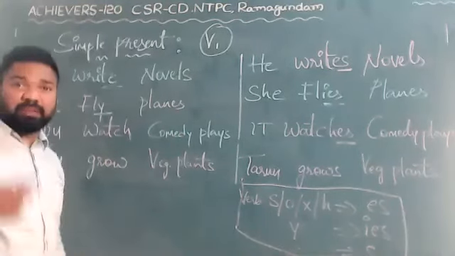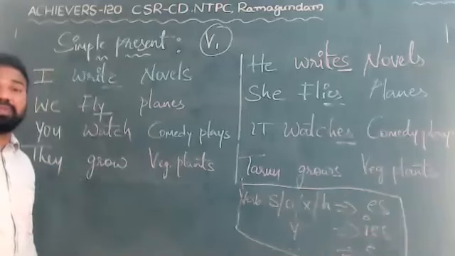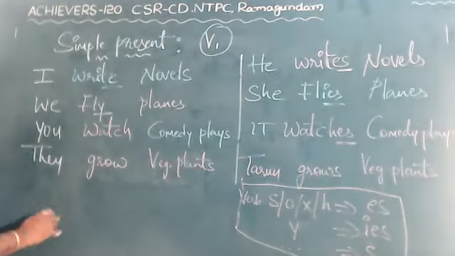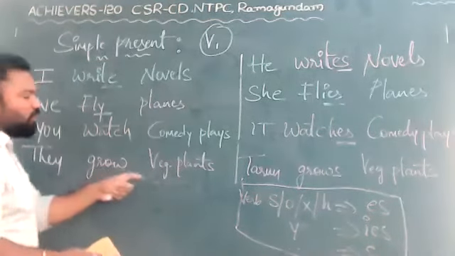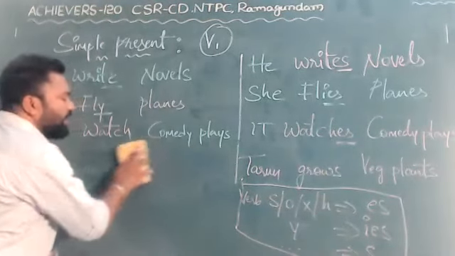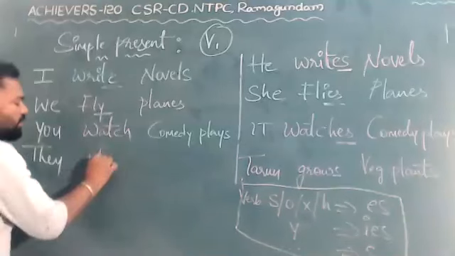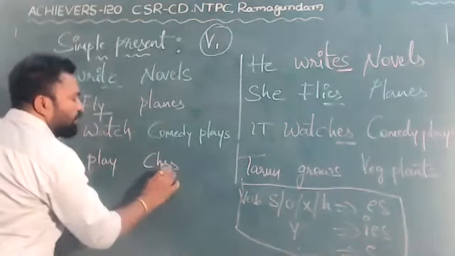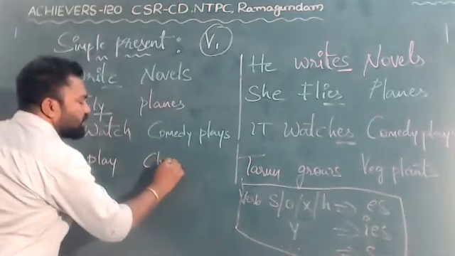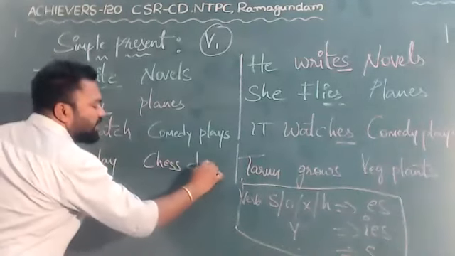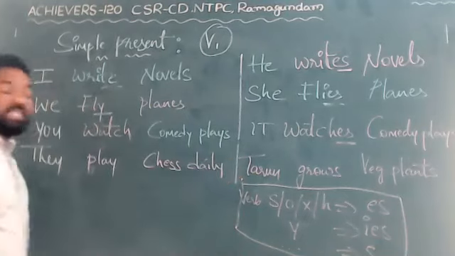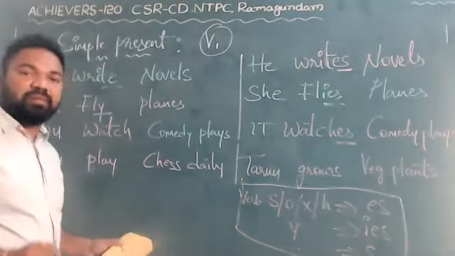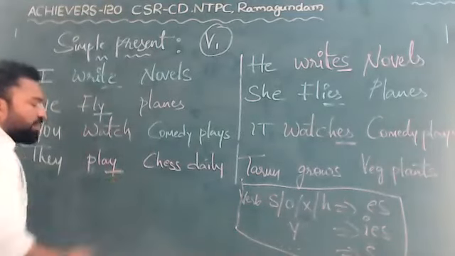And you know what? Sometimes you can get confused. I have something more to tell here. For example, instead of this grow vegetables, I'll write here, they play chess. They play chess daily. This is the example. Here it is why.